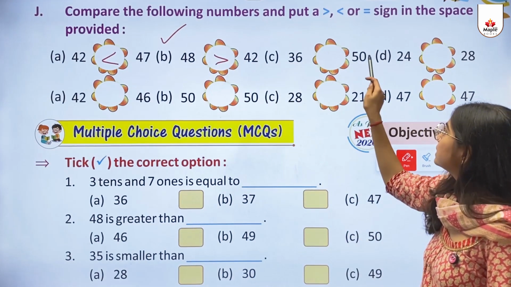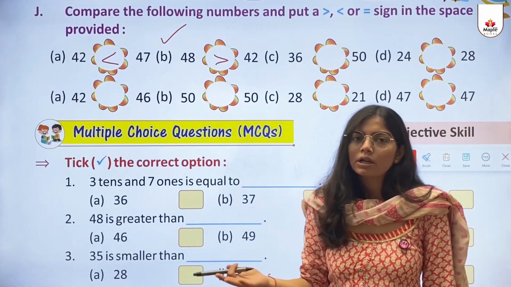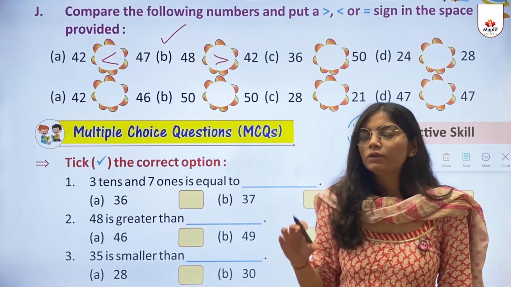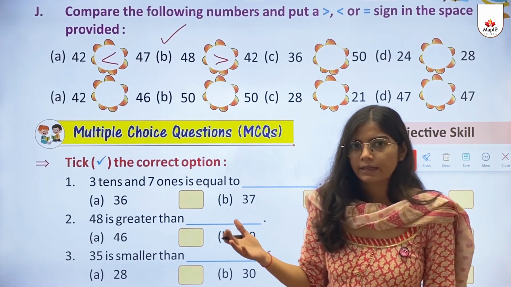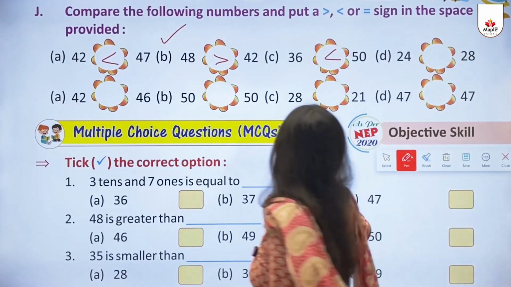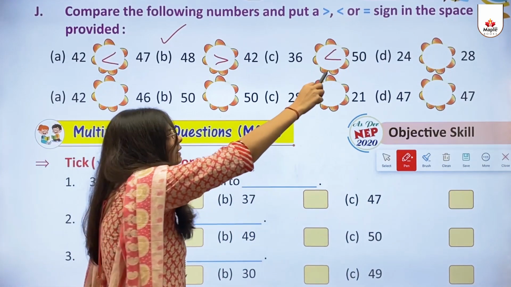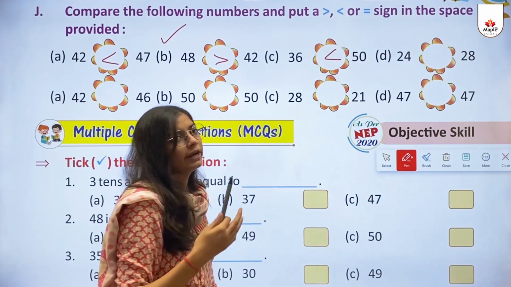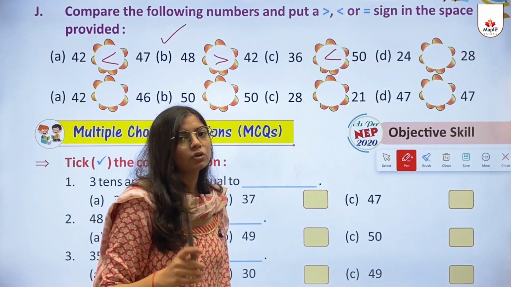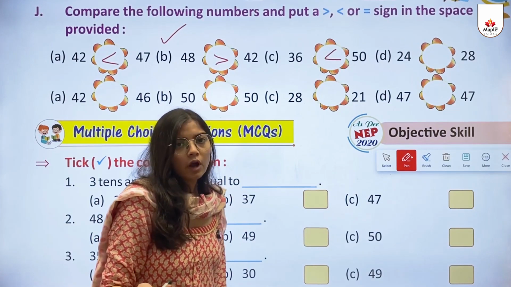Then C: 36 and 50. 36 is smaller than 50. So we'll put the smaller than sign. Then D: 24 and 28. 24 is smaller than 28. So we'll put the smaller than sign.